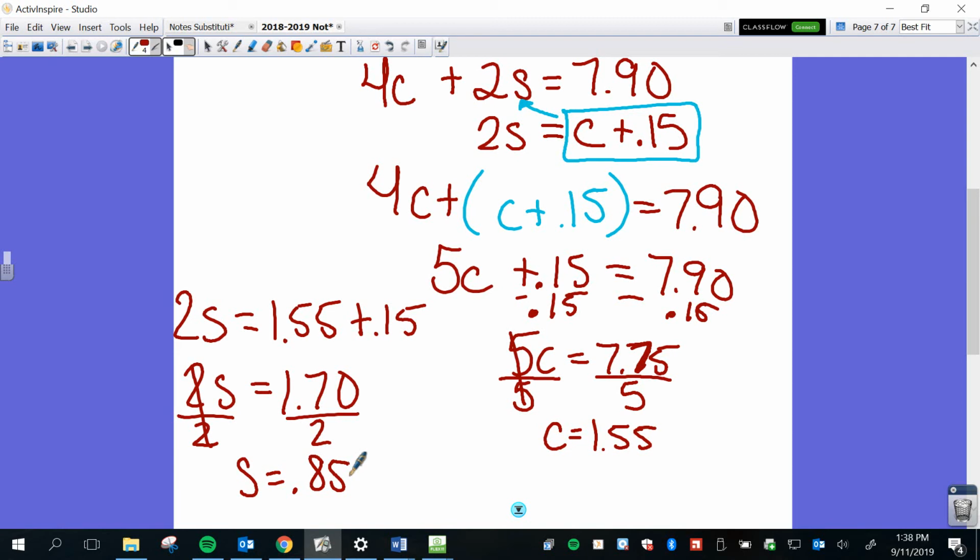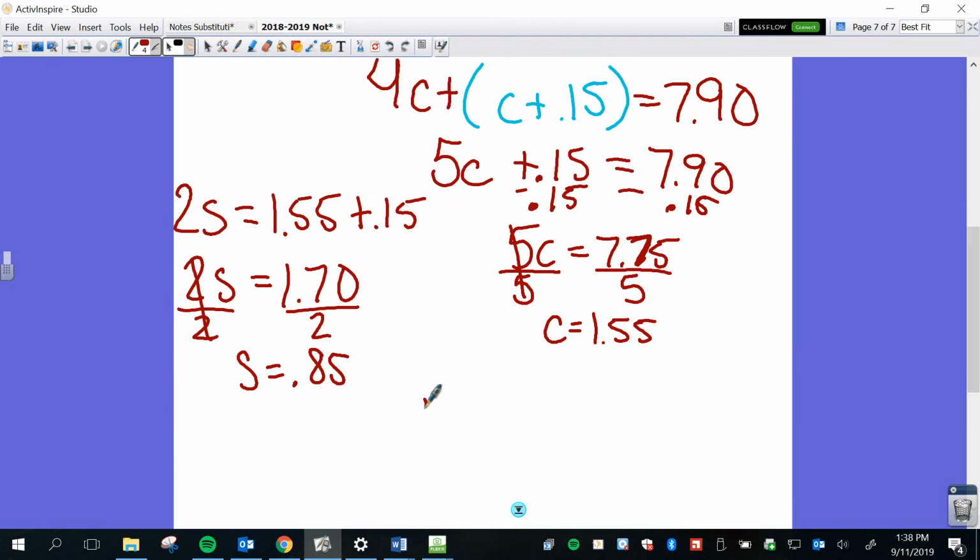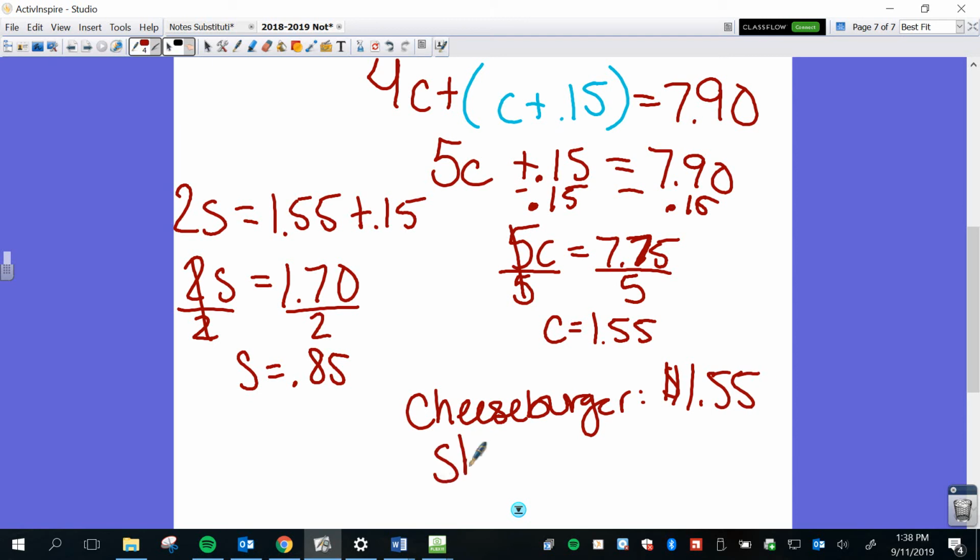I can't leave my answer like this. And it doesn't make much sense to put it in an ordered pair because this isn't a line. This is food we're talking about, right? So when you answer this, you just answer the way it was presented. So a cheeseburger costs, now we can add the dollar signs. Now that we're stating our solution, we can add the dollar signs. And the shake would be 85 cents. Okay? Make sense? Okay. All right.